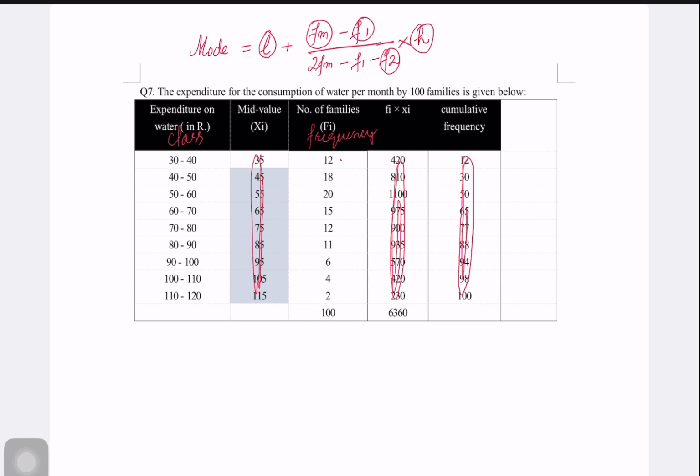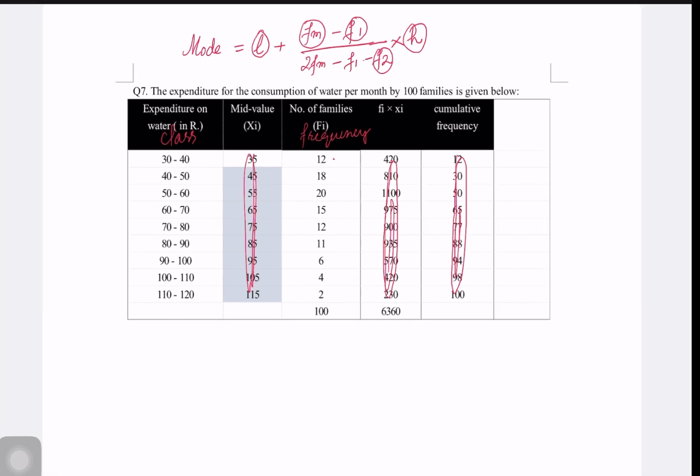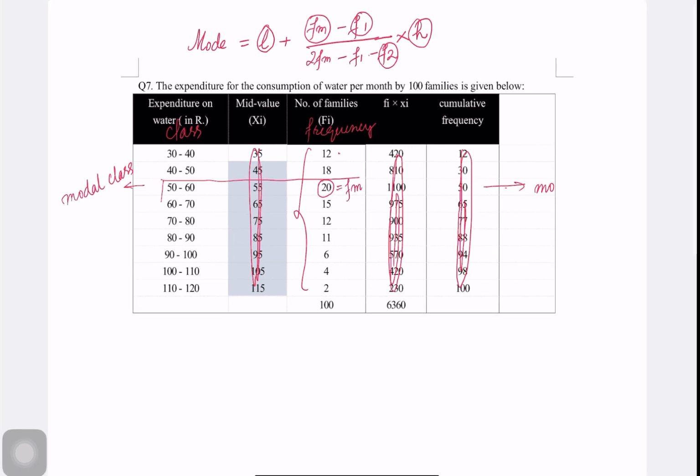Now let us try to bring back our definition of mode. What is mode? Mode is the value of the variable which has the maximum frequency. Maximum frequency means highest frequency. Let us see among this frequency which one is the highest. So we have 20 as the highest among this frequency. Now 20 we will call it as Fm because it is the frequency of the modal class.